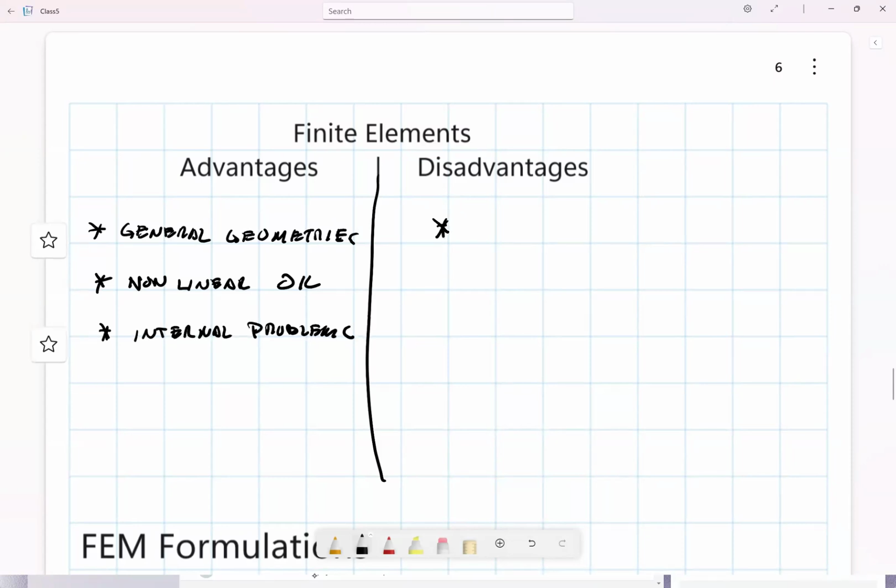Disadvantages, I think the greatest disadvantage is the need to discretize the universe. Of course, we are not going to discretize the universe because we can't.